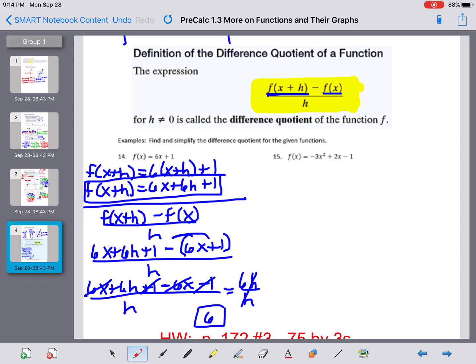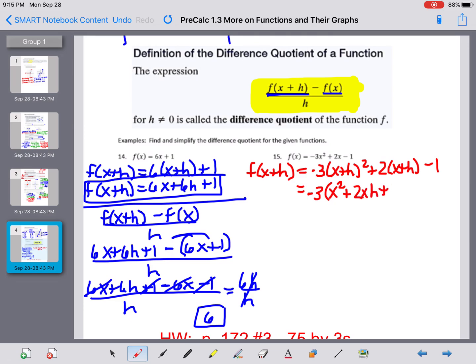Okay? And we see, again, we need to find our f of x plus h. It's easier, I find, to do it separate and then join it in. Okay, so I'm going to plug in x plus h everywhere I see an x. So I have negative 3, plug in x plus h, plug in x plus h minus 1. Okay, don't forget, when it's squared, I need to FOIL. So it's negative 3 times, when I FOIL x plus h, I'm going to have x squared, two middle terms of xh, and an h squared. All right, plus 2 times x plus h minus 1.